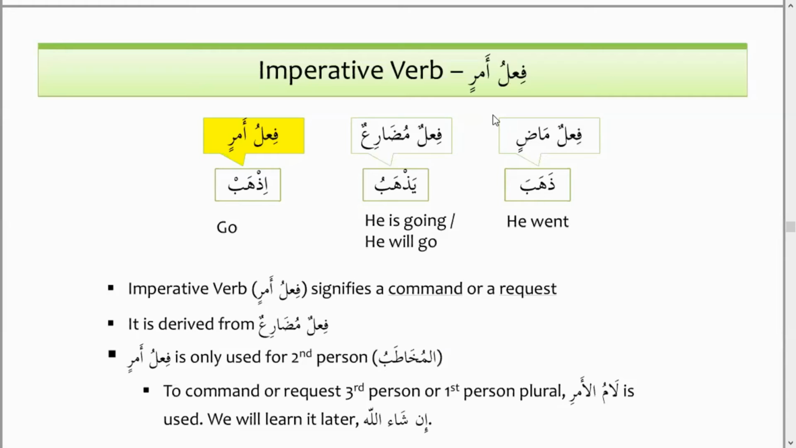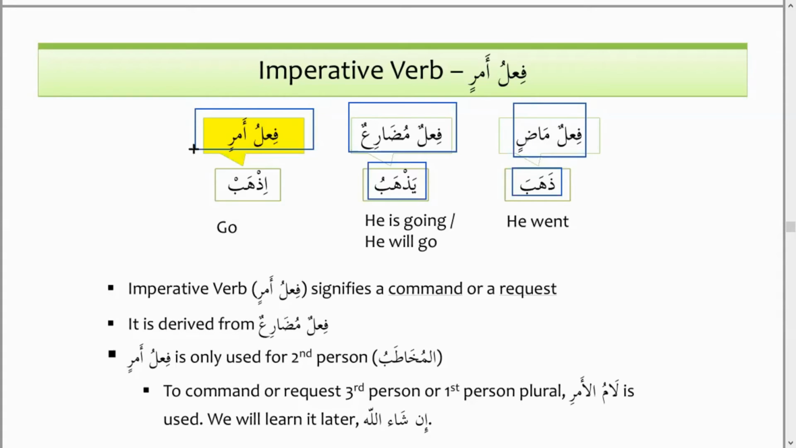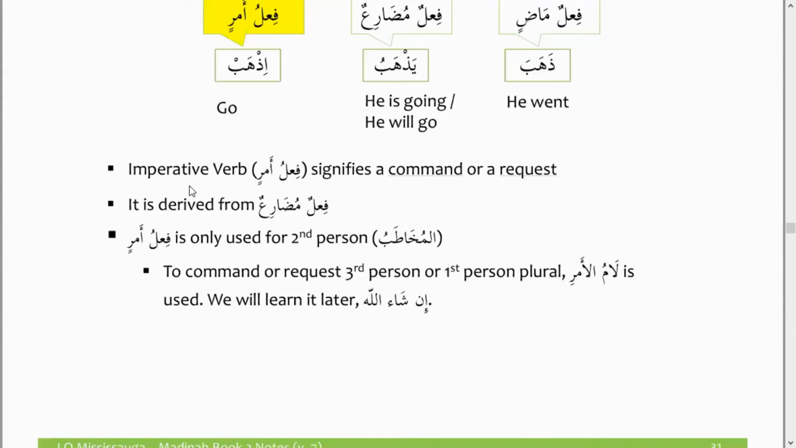So before we go, we just wanted to read or understand a little bit of some things which are going to come after the break. That is in 15, 16, 17, 18, 19, 21, 22, and so on. That is fail amr. So we know fail madi, that is zahaba. We know fail mudari, yazhabu. What is fail amr? It is a command or request, but generally we say command verb. Izhab, go. It's also called the imperative verb, to give a command. Amr is called the command verb. It signifies a command or a request.